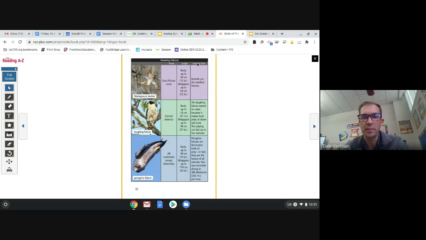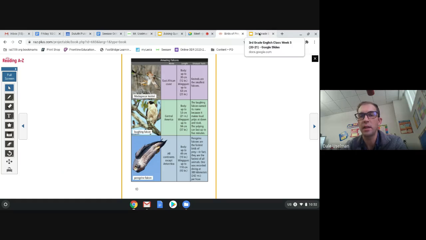All right, so here are some examples of other falcons. I'll let you go ahead and do the same thing. I'll let you take a moment and look through and read about the Madagascar kestrel, which is a type of falcon, the laughing falcon, and the peregrine falcon. Awesome. If you want more time, you can go ahead and pause.